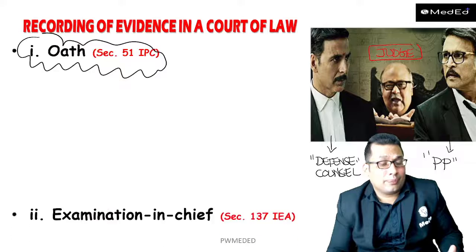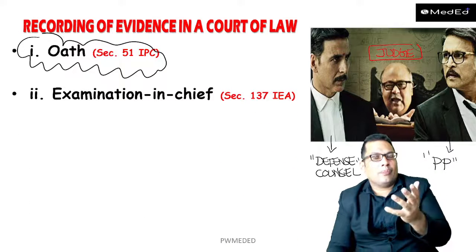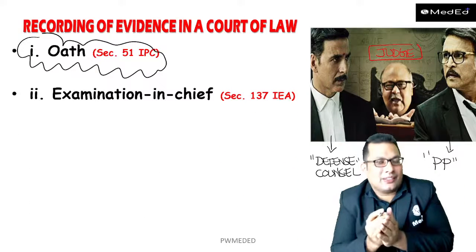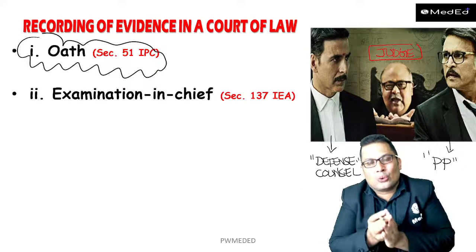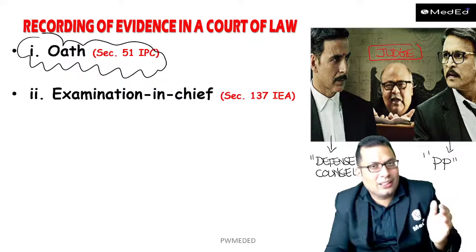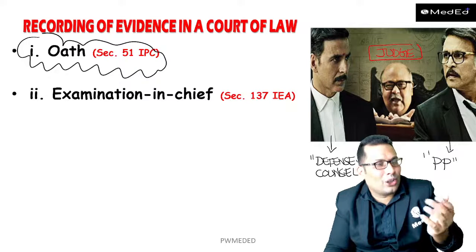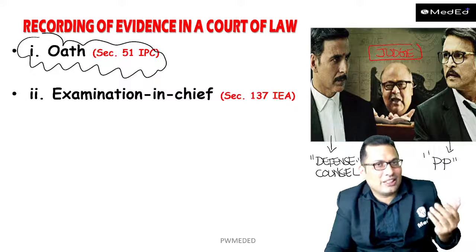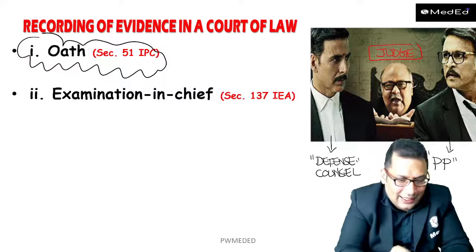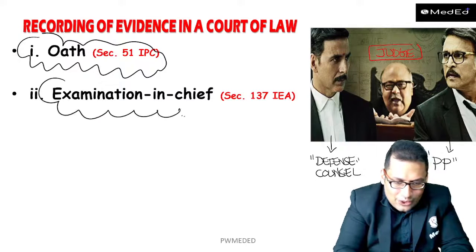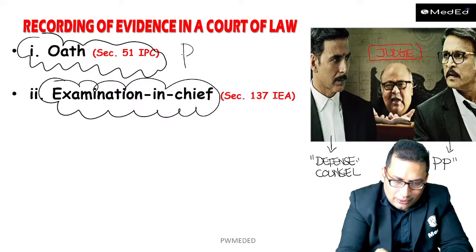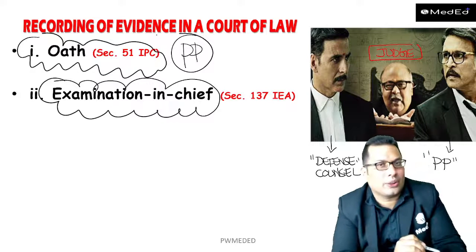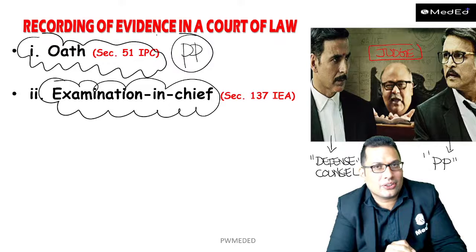Second, what is the second step? Second step, facts of the case. For example, murder case, rape case, any other case. So someone has to explain the facts of the case to the court, the judge or the magistrate. That is known as examination in chief by public prosecutor. Questions can be asked.